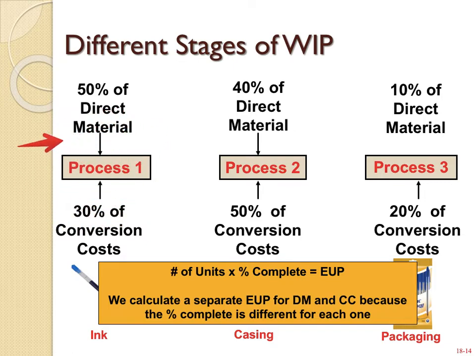So if it's in process one, we'll say it's 50% complete with respect to direct materials, but only 30% complete with respect to conversion costs. Okay? Now again, I don't expect you to have that totally 100% understood. You can do a tough problem. That's not what I'm looking for here. I just want you to be familiar with the concept, to know that these things go in at different rates, to know that we combine direct labor and overhead at the same rate. We call them conversion costs.